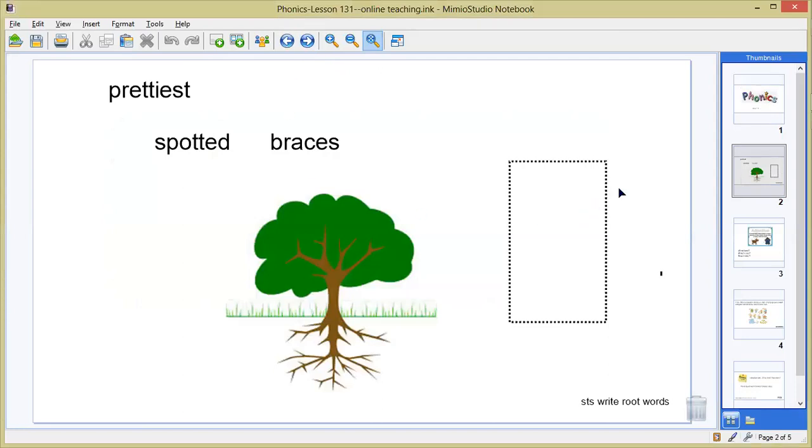All right, guys, we need to write the root words for these words. Prettiest, spotted, braces. Go ahead and write the root words for prettiest, spotted, and braces.